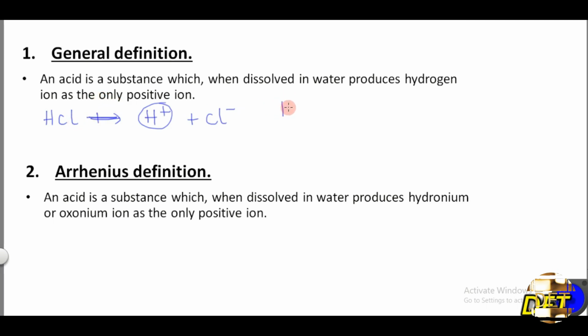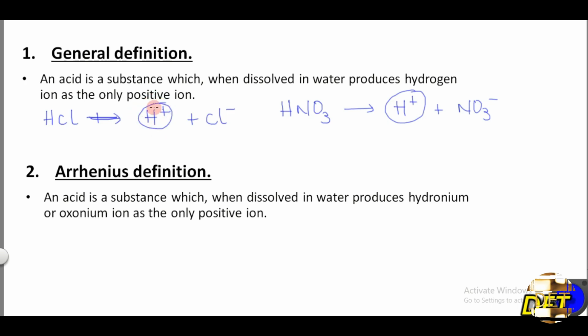Also, when trioxonitrate(V) acid dissolves in water, it produces hydrogen ion and trioxonitrate(V) ion. And this is the only positive ion that is produced in the solution. So according to the general definition, an acid is a substance which, when dissolved in water, produces hydrogen ion as the only positive ion.